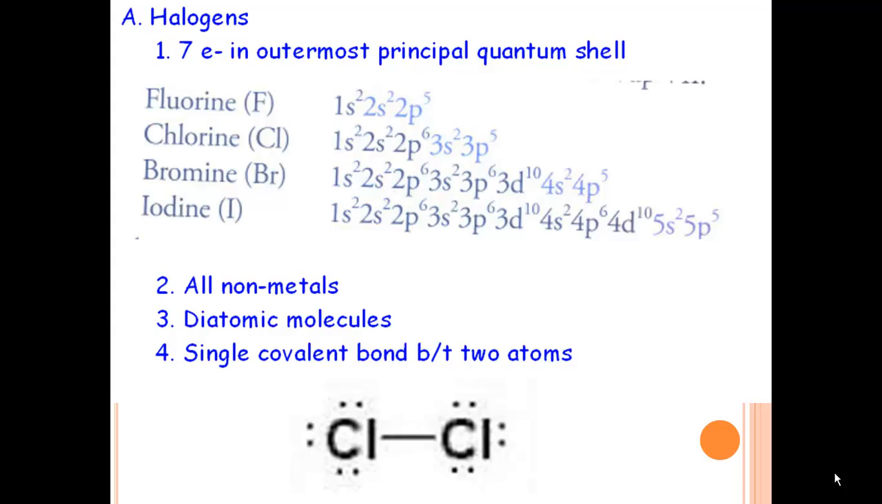Obviously, you can see they are increasing in size because you have different energy levels from 2, 3, 4, 5, and so on. Fluorine is the most reactive because of its smaller radius, and iodine is the least reactive because of the larger radius. They are all nonmetals, and all diatomic, meaning there's a single covalent bond between the two atoms, making a 2-atom molecule.